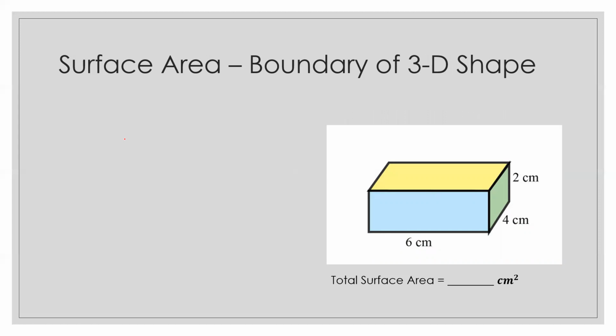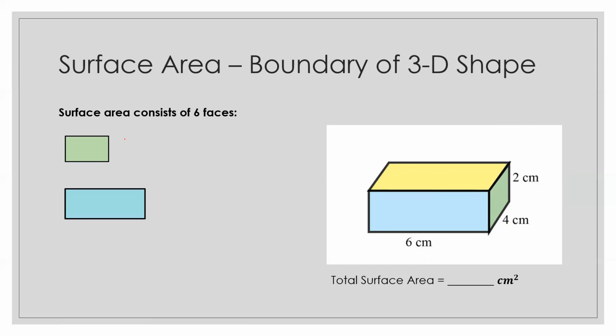Okay, so in the two-dimensional shape, we have learned that the perimeter is the boundary, right? So in the three-dimensional shape, the boundary is what we call the surface area, the area of all of the surfaces around the shape. Okay, take this one for example. It has 6 surfaces, right? It has this type of rectangle, this type of rectangle, and that type of rectangle.